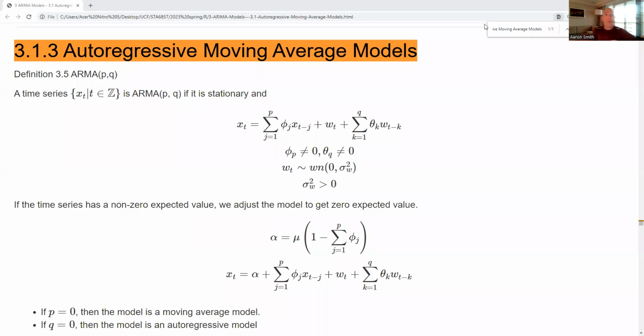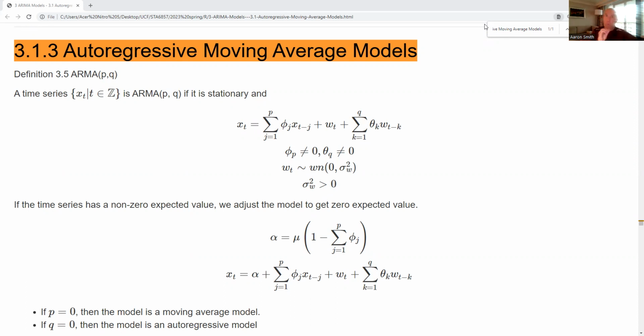Hi, in this video, we want to take a look at autoregressive moving average models. When we do autoregressive moving average models, we have an autoregressive part and a moving average part. And what we want to do is use the autoregressive portion and the moving average to model future values or to get a deeper understanding of our time series.